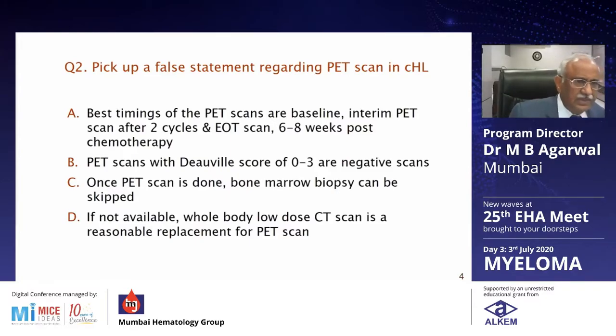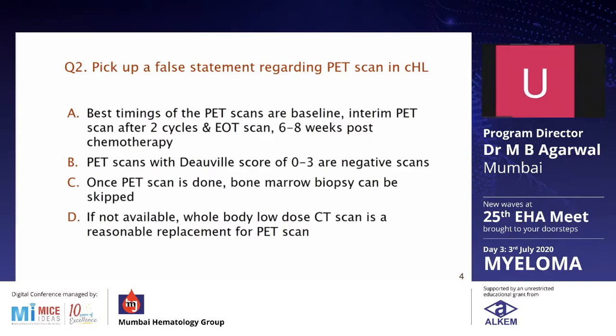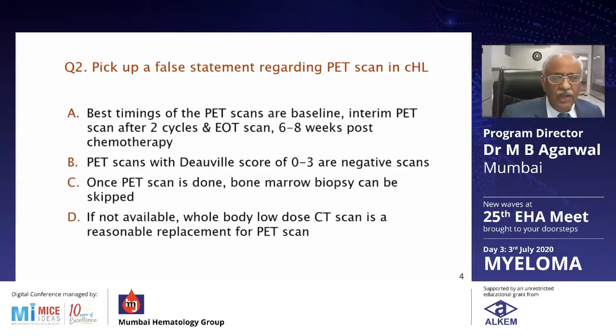Is the first statement. Second statement, PET scans with Deauville score of 0 to 3 are concluded as negative scan. That means that the patient has no active disease. He is in remission. C. Once the PET scan is done, bone marrow biopsy can be skipped. Meaning, if you've done a PET scan, you need not do the bone marrow biopsy.